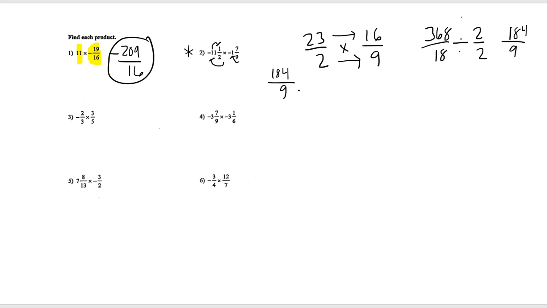And now we have to make sure we have the right sign for our answer. A negative times a negative is a positive. Okay, so this would be positive 184 over 9. Let's go ahead and look at number 3.